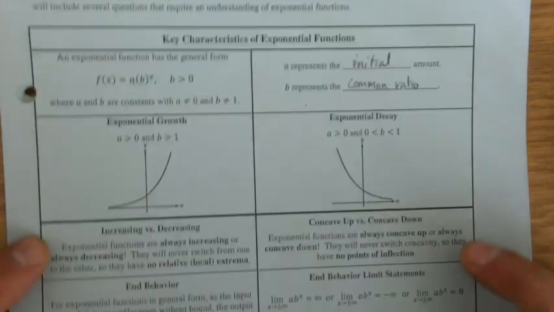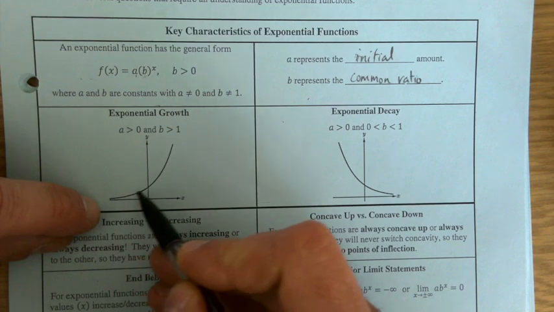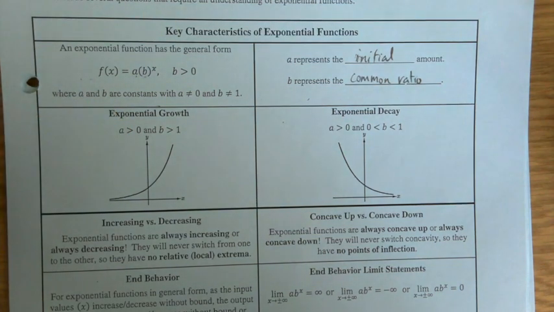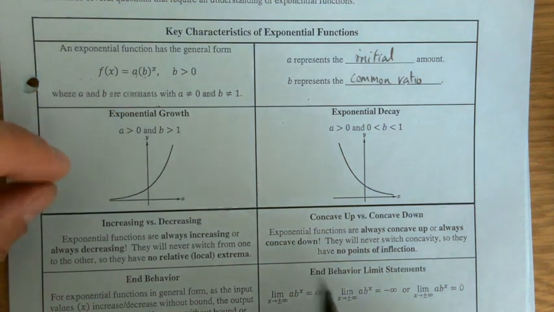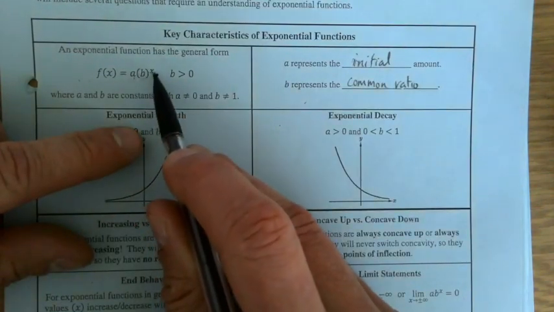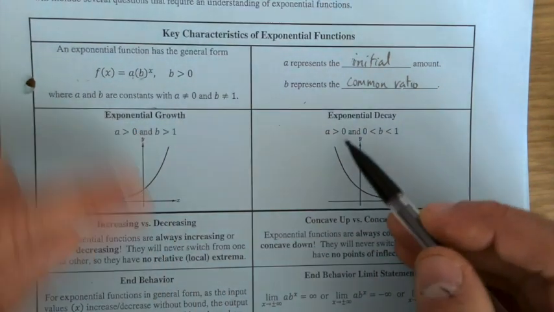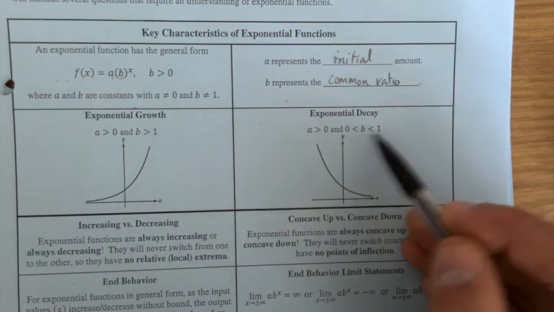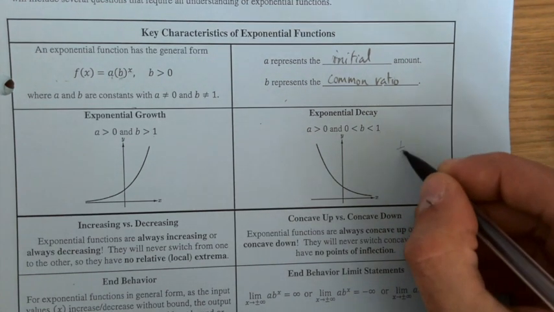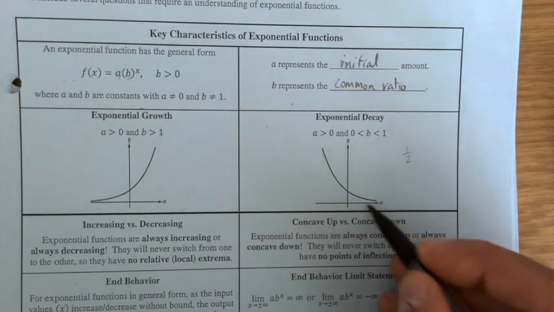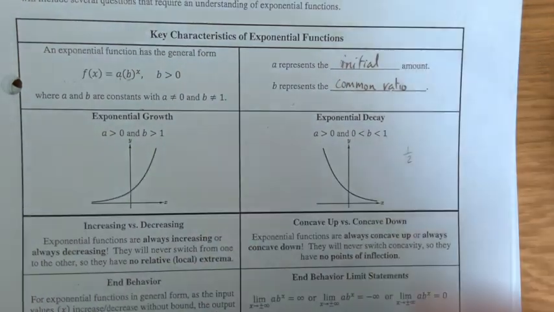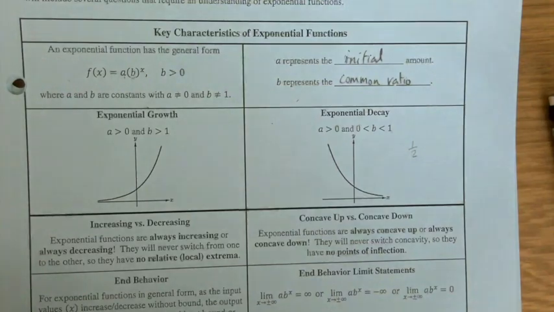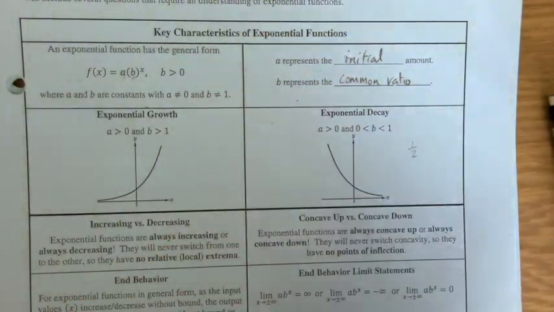Now, take a look. Exponential growth will be increasing whenever a is greater than 0 and b is greater than 1. So any number more than 1 will just be multiplying, making it larger. If a is greater than 0 but b is less than 1, like a fraction, 1/2, that's going to make it decrease because the 1/2 will have the exponent.